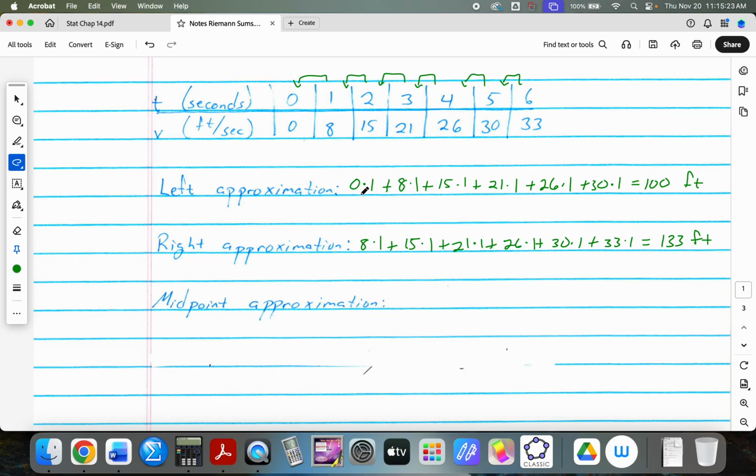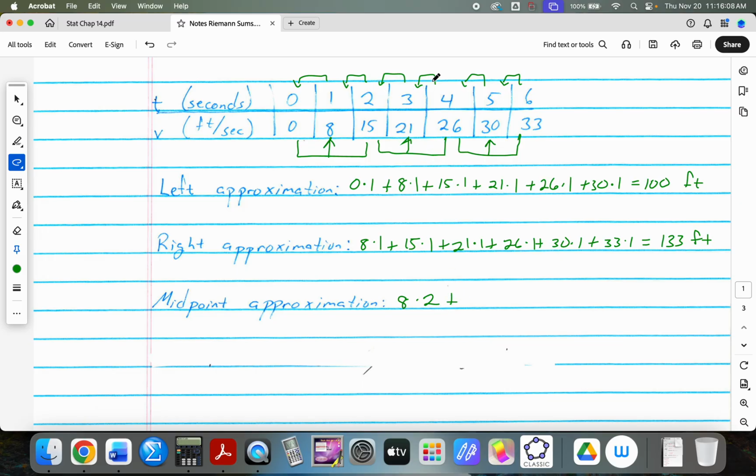The reason I know that is because this first one was 0 and everything else is the same, and I added on 33. Now, we can also do a midpoint approximation. To do that, what we'll do is make a wider interval here and use the midpoint velocity. So, for my first interval, I will use 8 as the velocity for the whole 2 seconds, which is the width of that time interval.